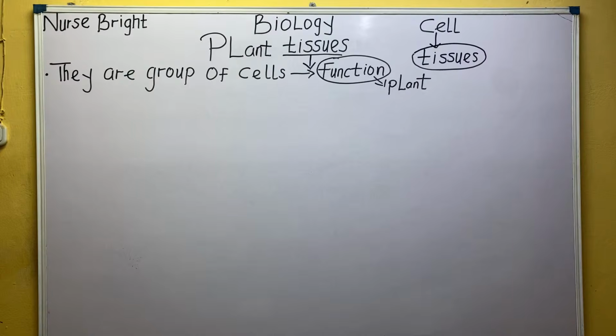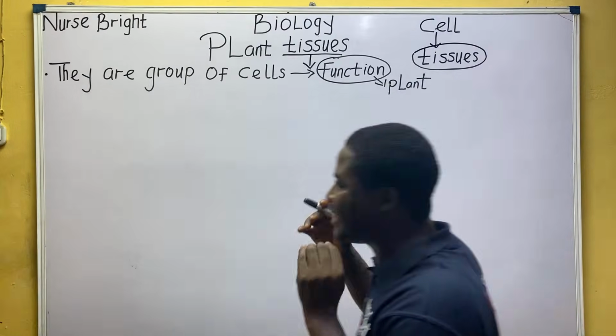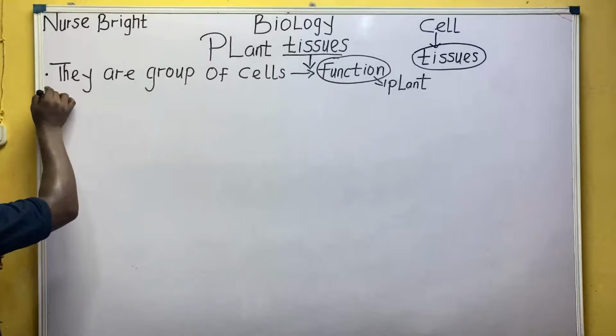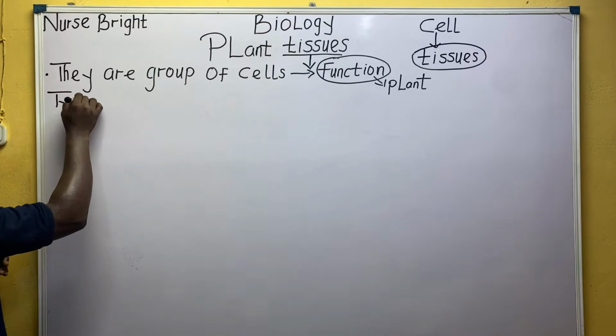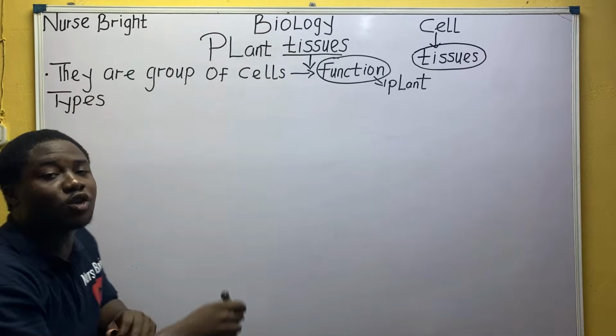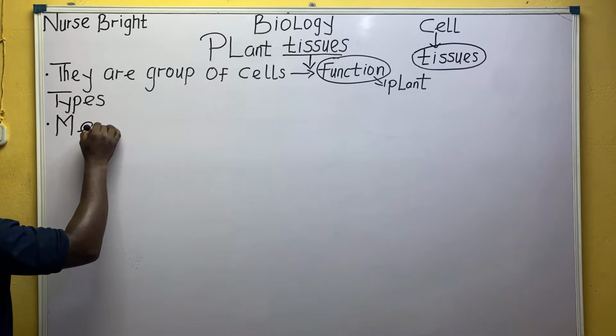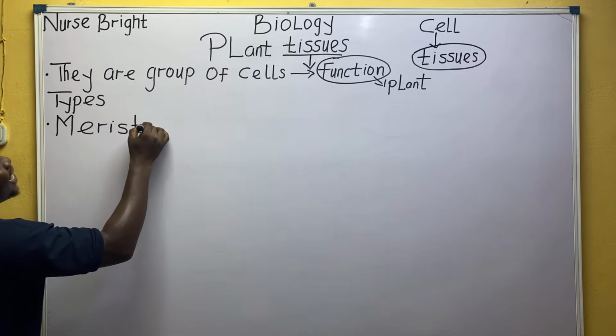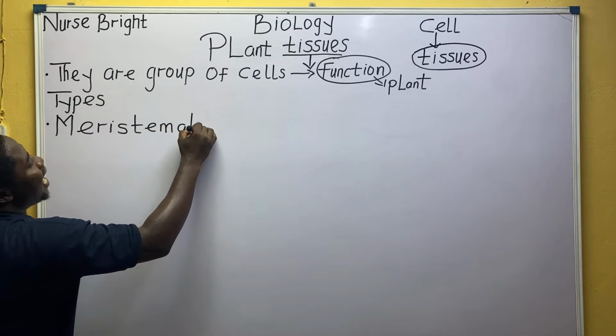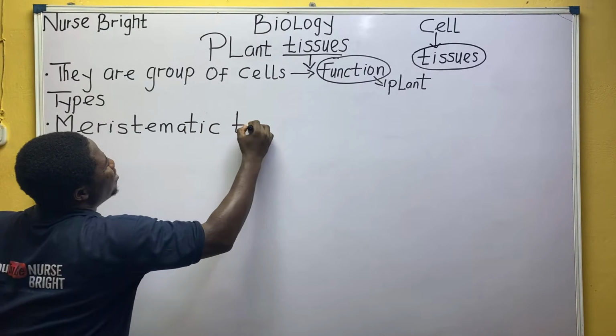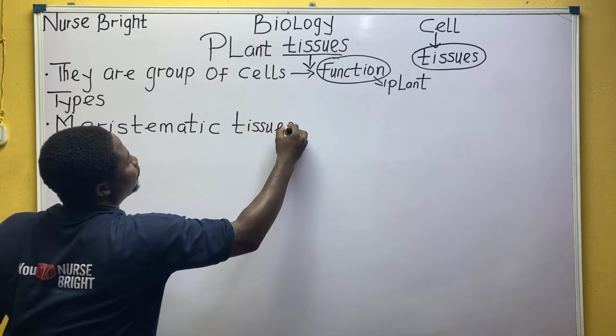So moving further, pay attention. What are these plant tissues? Everybody, this is where it gets interesting. What are these plant tissues? So we simply talk about the types of plant tissues, these things we've been talking about. What are the types of plant tissues? Number one, they call them meristematic tissues. Pay attention, all these are vital for your exam.